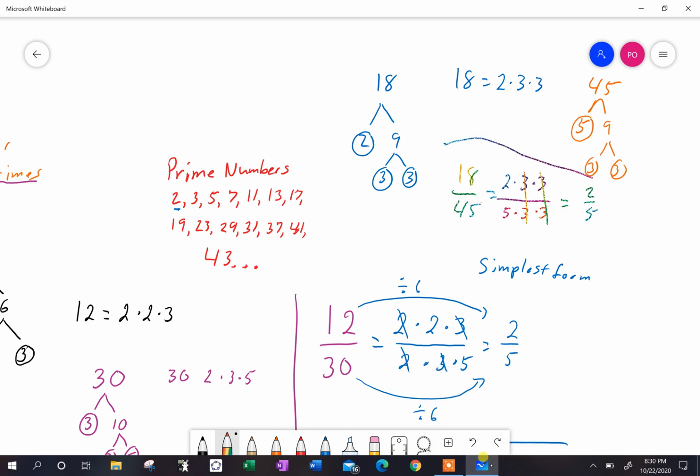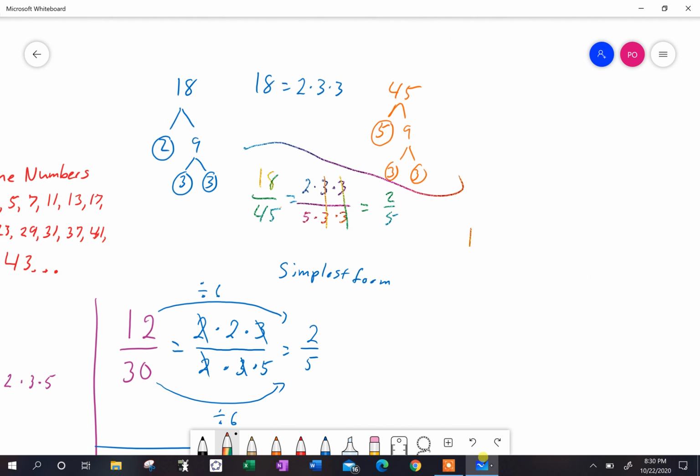Well, this time, what I did was 18 over 45, if I divide 3 times 3, which is 9, I get 2. If I took 45 and I divide by 9, I would get 5. So 2/5 is equal to 18 over 45. It's written in simplest form.